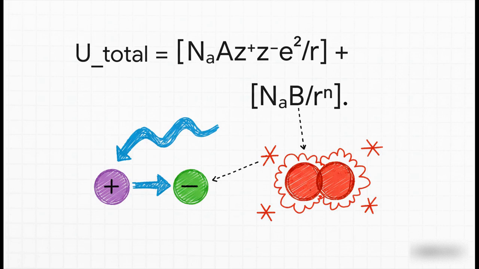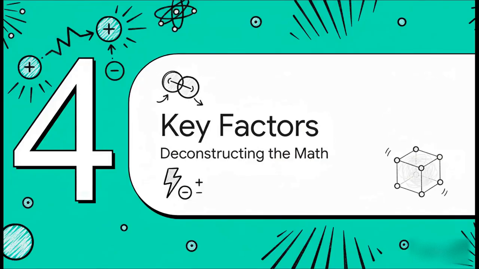This first big chunk here, the negative term, that's all about the net electrostatic attraction. Then you have this second term, the positive one, which accounts for that short-range repulsion when electron clouds get too close. It's literally attraction versus repulsion in a single formula. Now, I know that equation looks a little intimidating, but every single variable in there tells us something really important about what makes a lattice strong or weak.